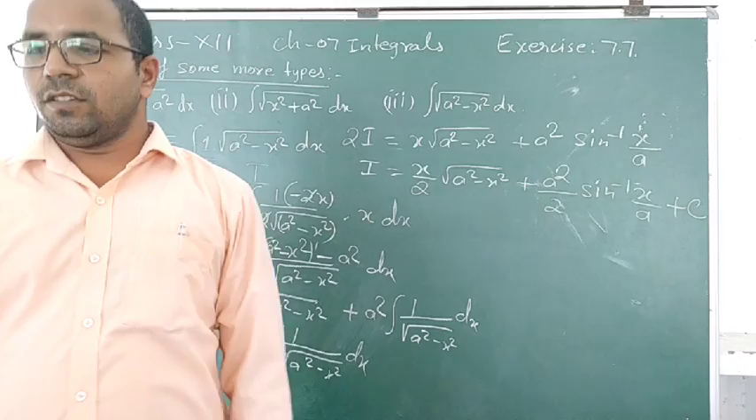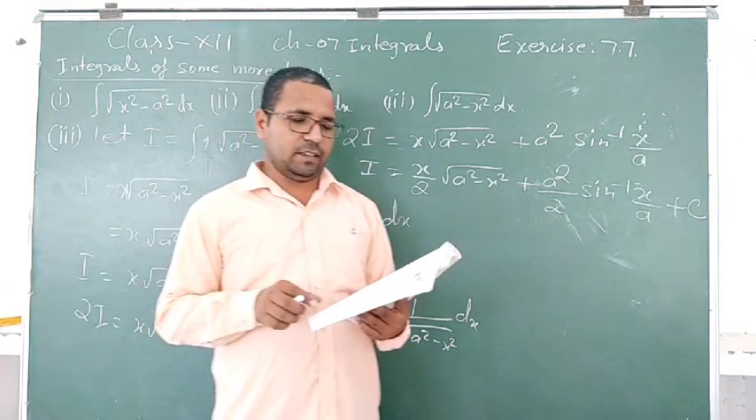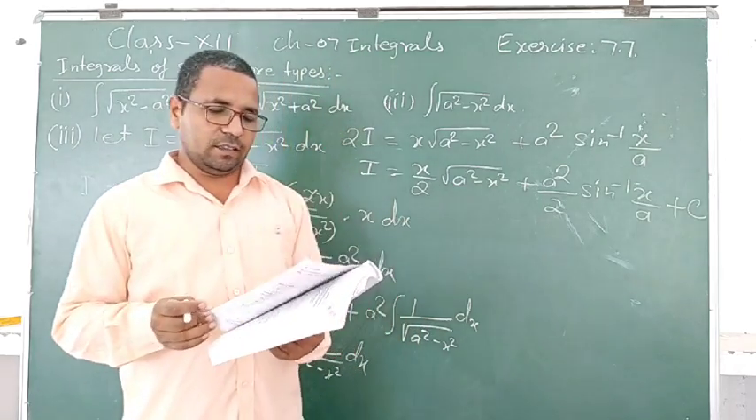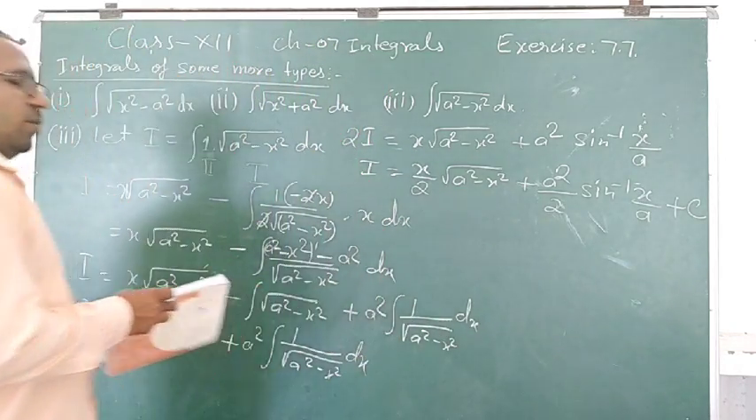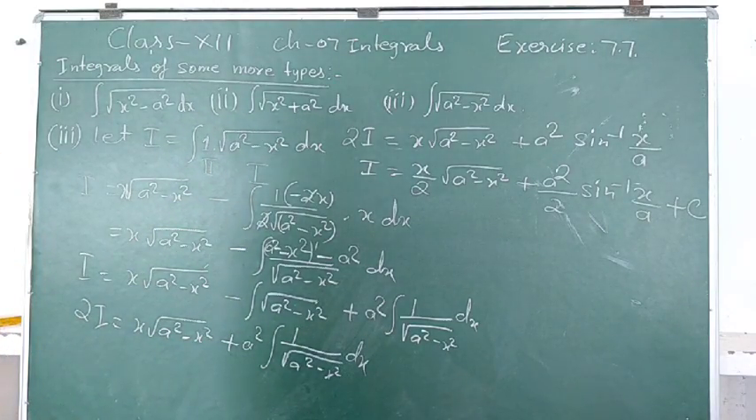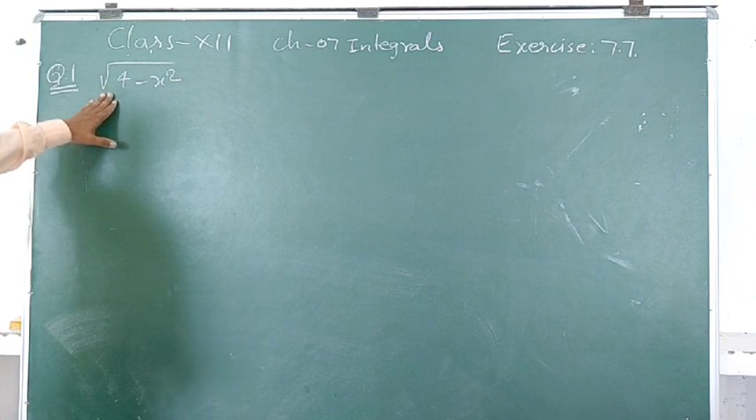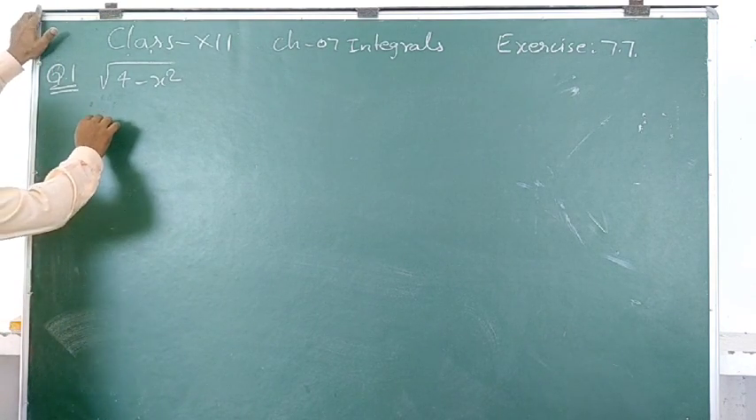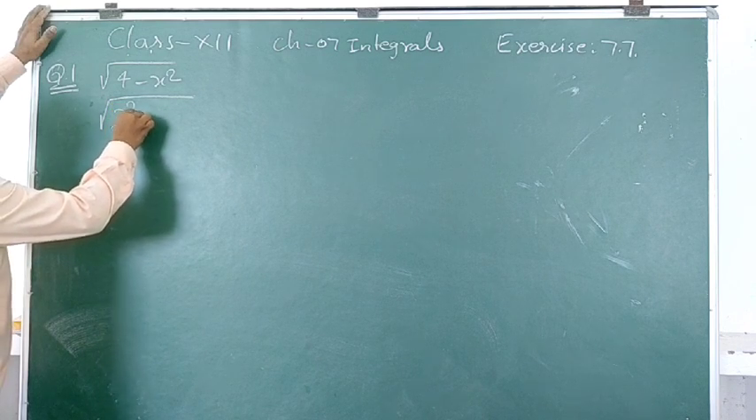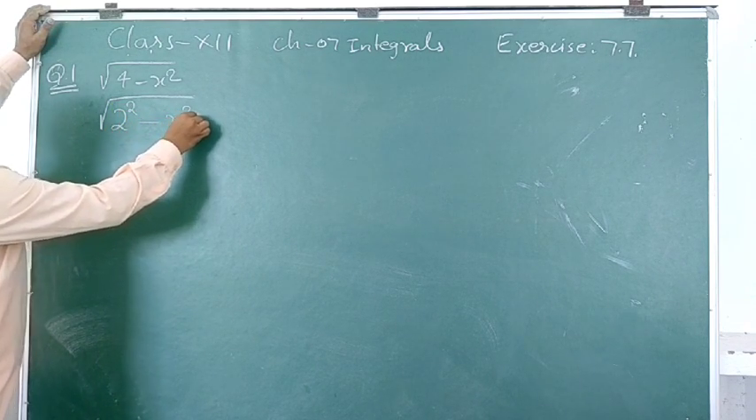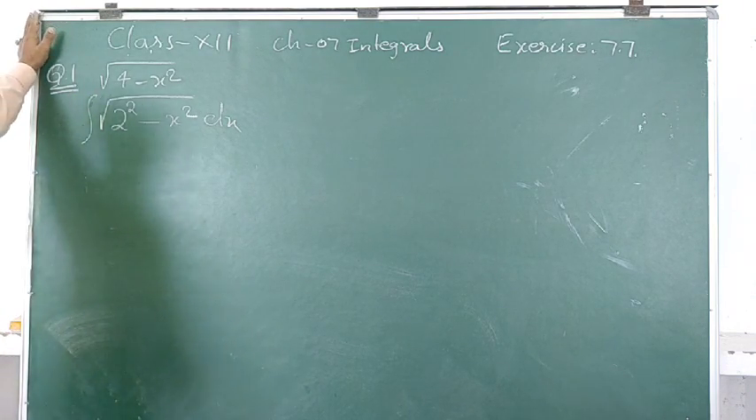So clear, students? Now let's see some questions by using this logic. Let's see some questions of exercise 7.7. Question number 5 is given here. The root, this whole can be written as root 2 square minus x square dx. Now we have to integrate this with respect to x.